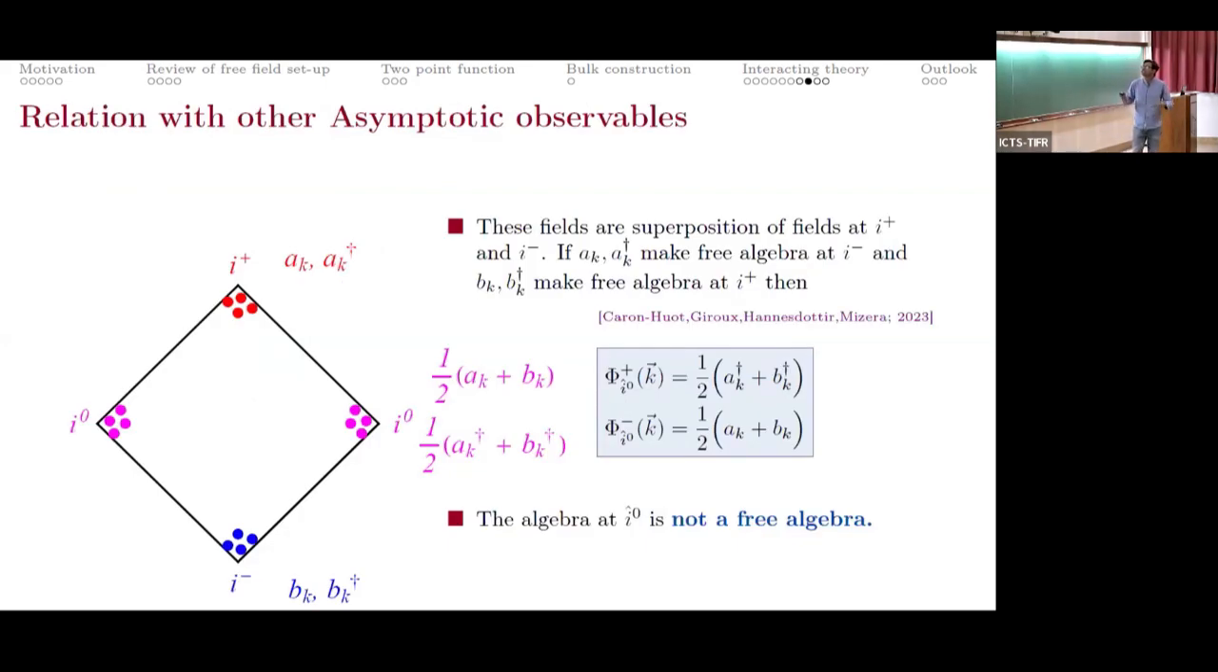And there is a nice relation that we found. These are some asymptotic fields here, and these asymptotic fields are related to the asymptotic fields at I plus and I minus in a nice way. They are just a superposition of the fields at I plus and the fields at I minus. And the fields at I plus and I minus are free. But as these fields are a superposition, they are not a free algebra.